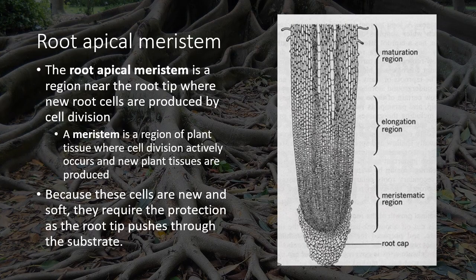So the root apical meristem actually has a layer of cells which are being pushed forward towards the tip of the root, which will develop into the root cap, and cells that are being pushed backward that will develop into the permanent structures of the root. Just to remind you, if you haven't watched our lecture on stems yet, a meristem is any region of the plant where cell division is actively occurring and new plant tissues are produced.